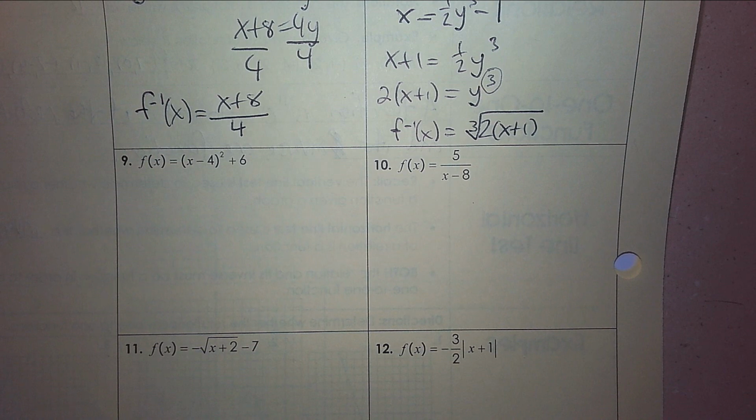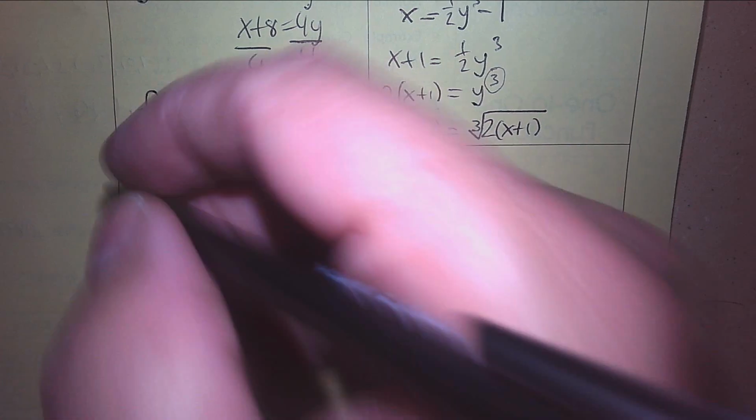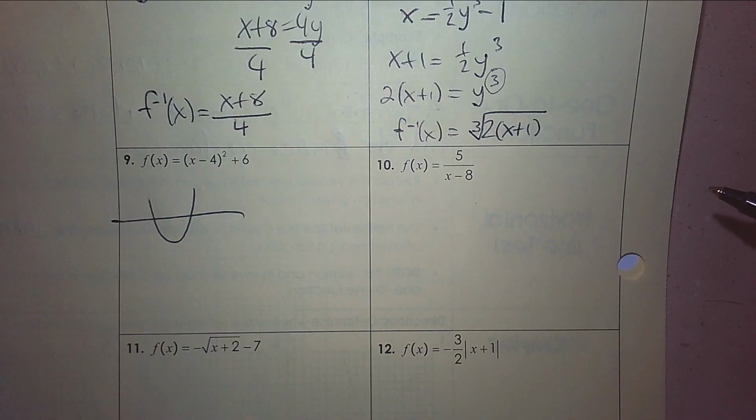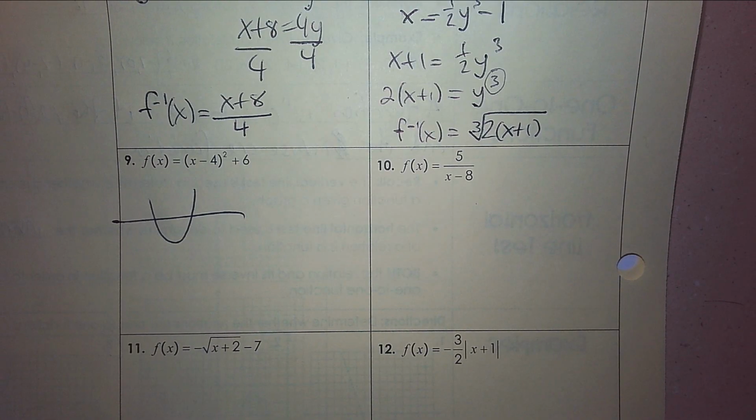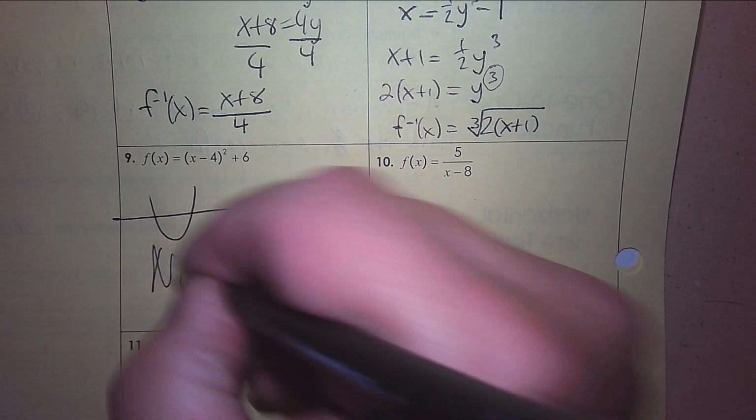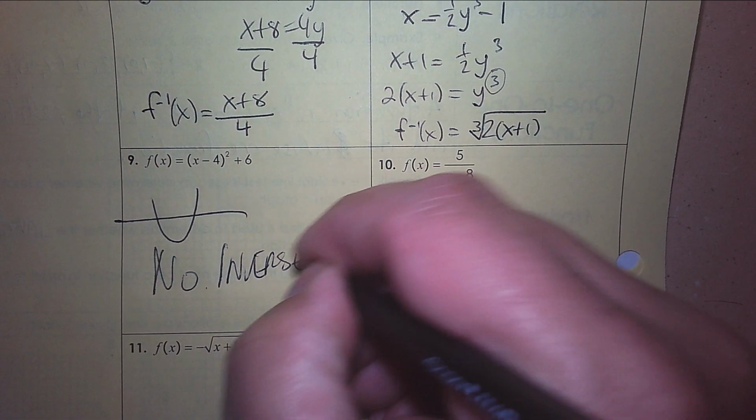Do you think it passes or fails the horizontal line test? Can you picture a parabola in your head? Can you draw a horizontal line and hit it at more than one point? Yes. Guess what? Number 9, no inverse. So you know what a parabola looks like. I don't care where it is on the graph. Does it fail? A parabola? So what do we write down? No inverse. On to number 10.